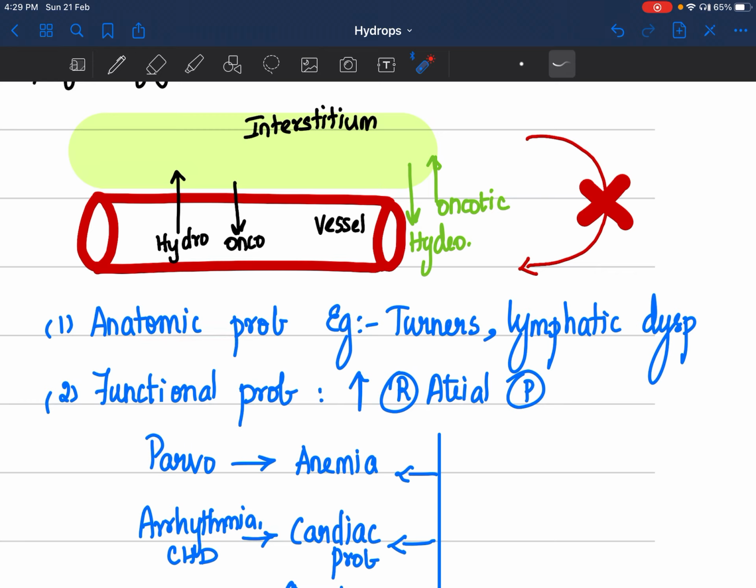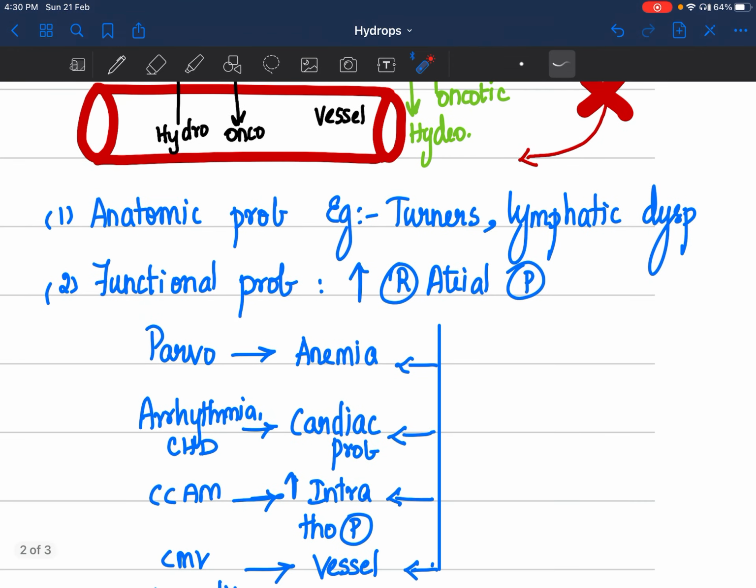Suppose anatomy is fine, but the physiology is a problem. Too much pressure in the vessel is not allowing the fluid to come back in, or there is nothing holding the fluid inside the vessel, making things leak out. So those are all functional problems. Anything that increases the back pressure in the venules, anything that increases the right atrial pressure can result in your fluid leak.